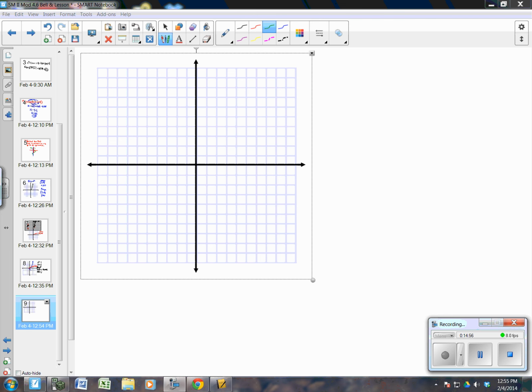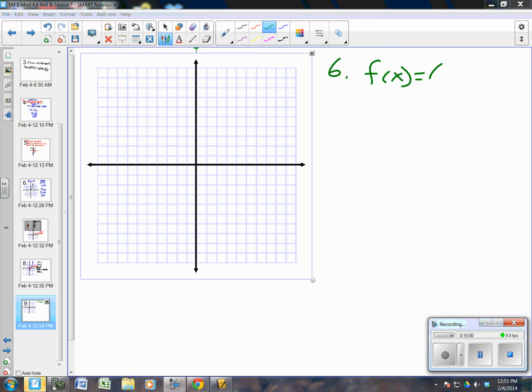Okay, this is number 6. F of x equals x plus 3 squared, right? What kind of function is this, everybody? Okay, this is a quadratic. I want all eyes right here.